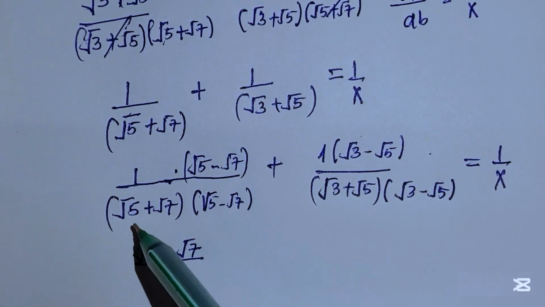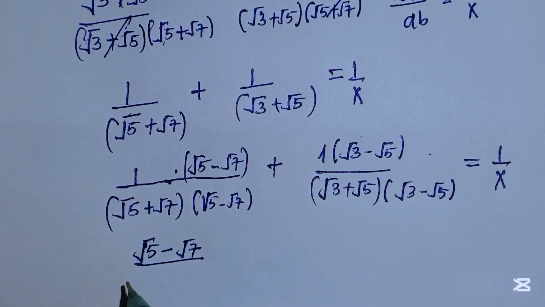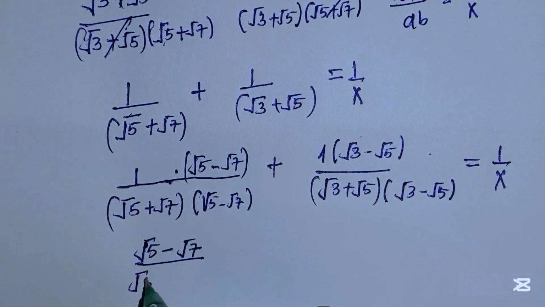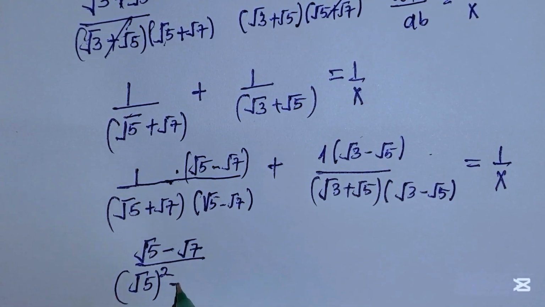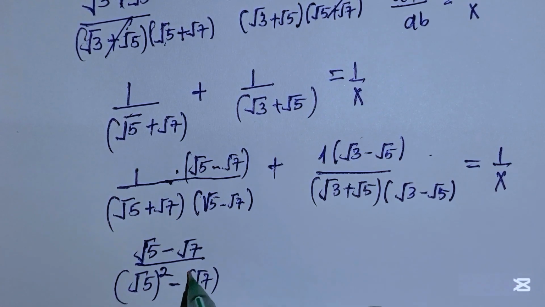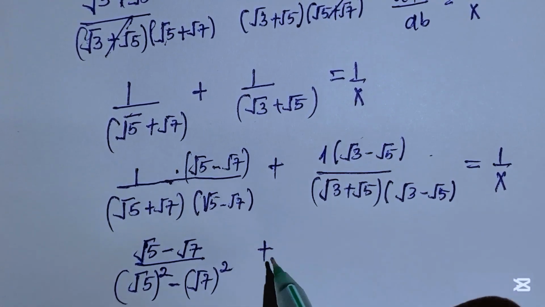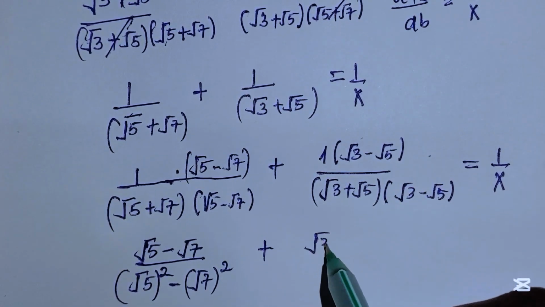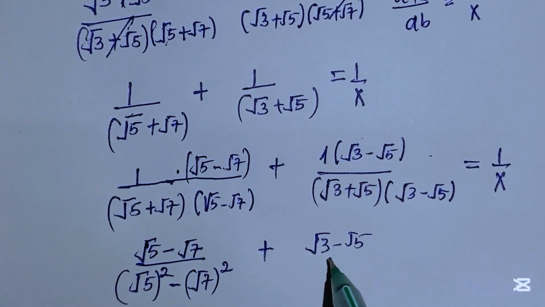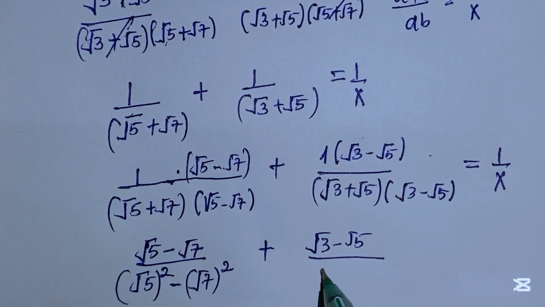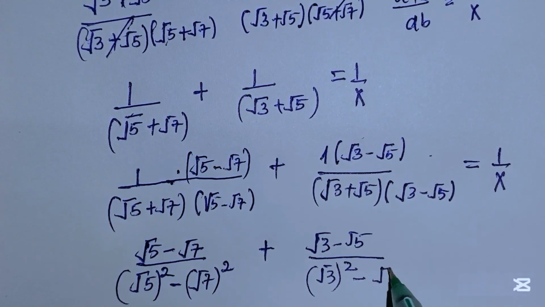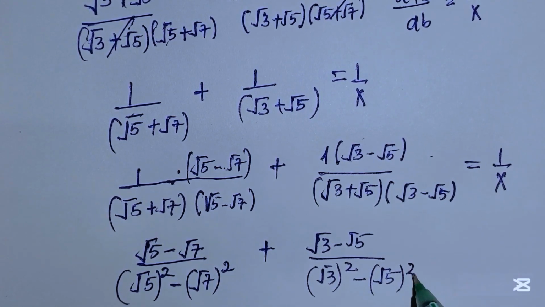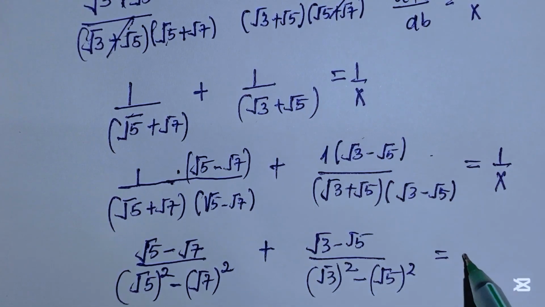so this is a difference of 2 squares, okay. This will provide square root of 5 squared minus square root of 7 squared plus square root of 3 minus square root of 5 over square root of 3 squared minus square root of 5 squared, which equals to 1 over x.